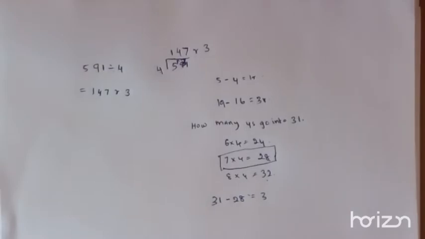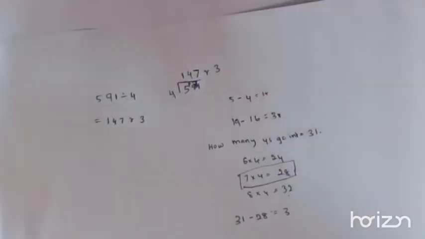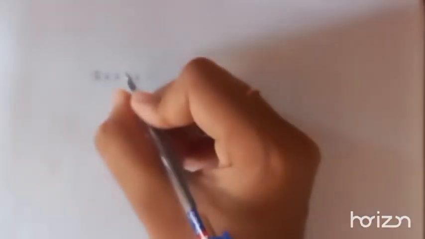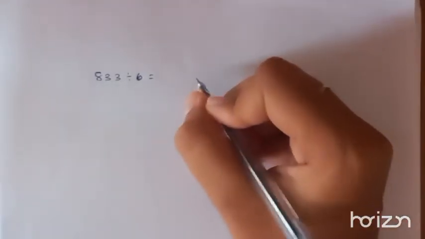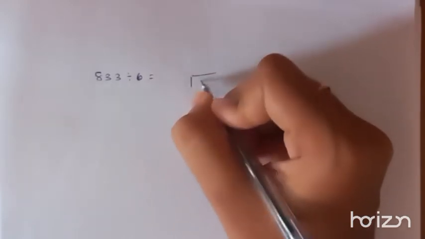Let's take a look at another question for today. In here we are going to divide 833 by 6. We're going to do 833 divided by 6, and we need to use the bus stop method, just like how we did.